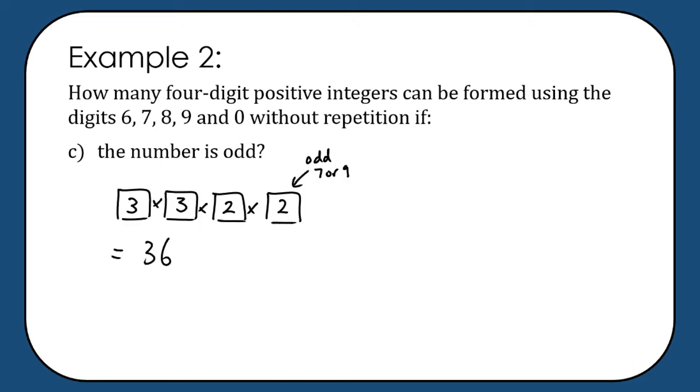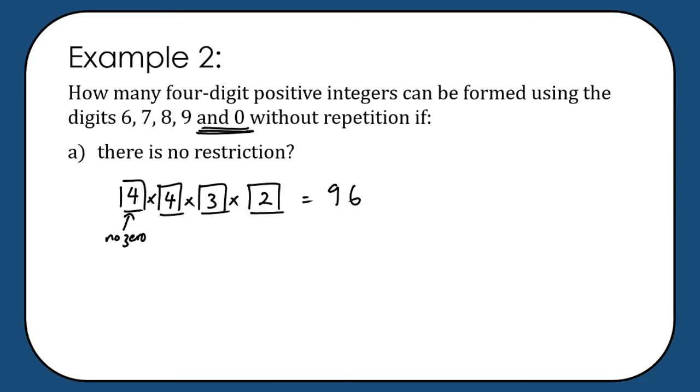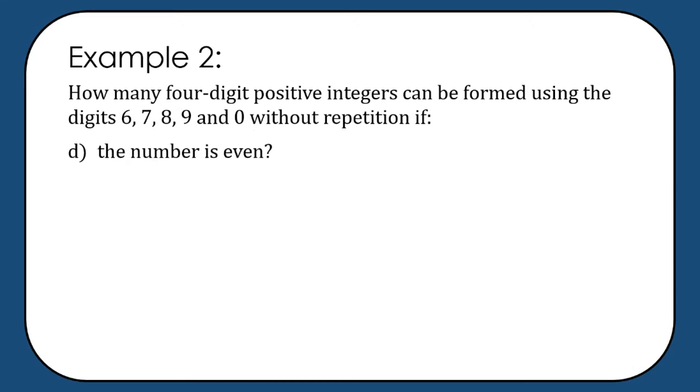So we worked out in part C that there are 36 odd numbers. In part A, we worked out that there are 96 numbers in total that could be created. So we want the total number of options minus the odd options, which means that is 96 minus 36, and so that means there must be 60 even options. So that's definitely the quickest way to go about that.